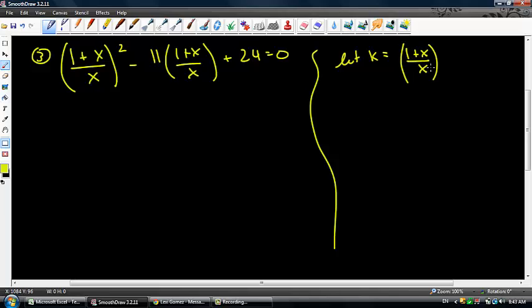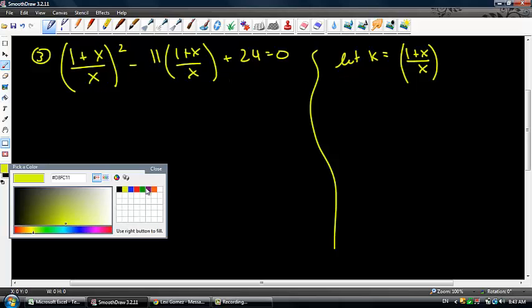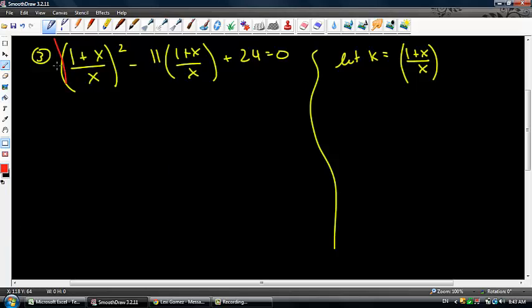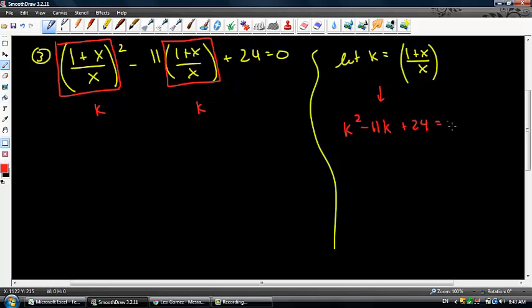By doing this, I let k substitute in for all of these values. So, changing colors here, that means that this thing here becomes k. This thing here becomes k as well. So what I really have here, if I let k equal the big thing, is k squared minus 11k plus 24 equals 0. Now, if I gave this to you, you wouldn't think twice on how to factor it. You would know that this is really k minus 8 times k minus 3.